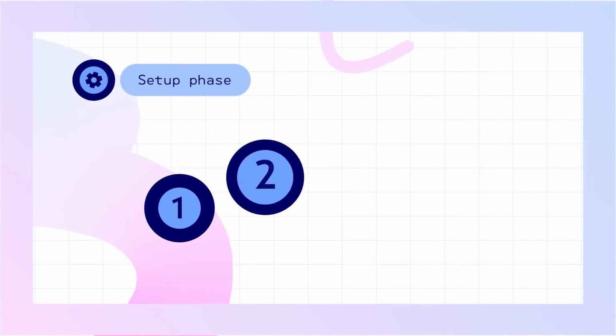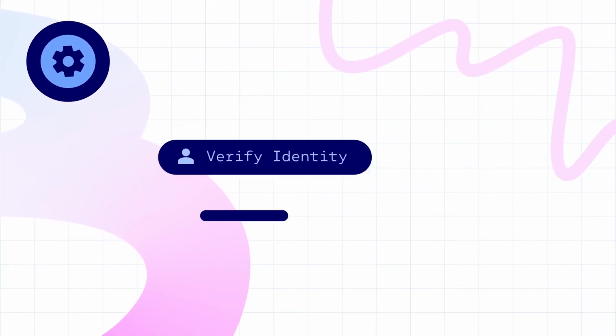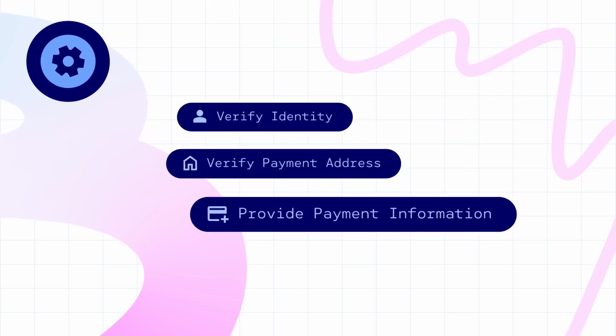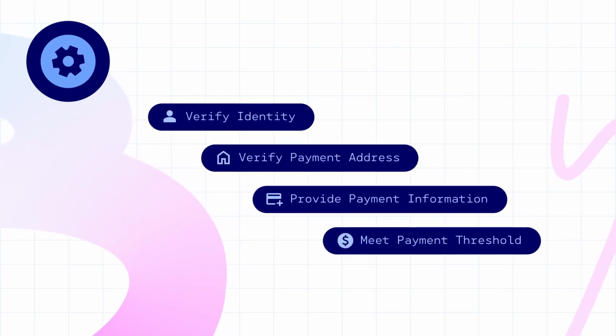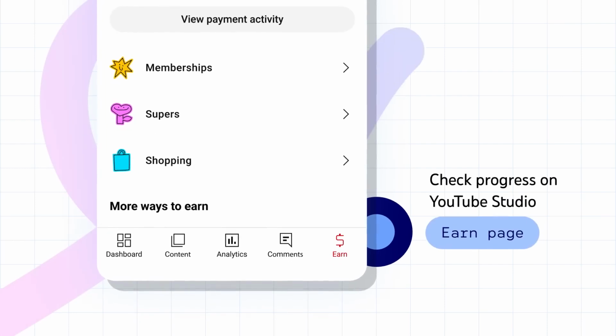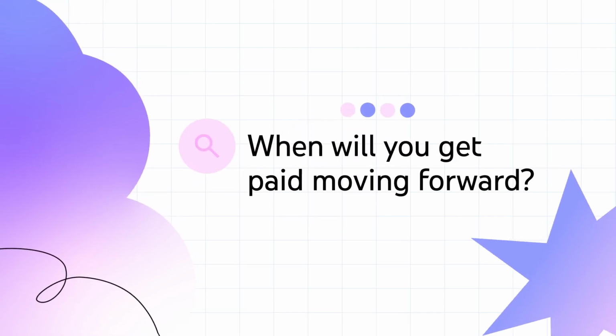To recap, these are the steps before you can get paid: verifying your identity and payment address, adding your tax information and a form of payment, and meeting the payment threshold. Note that these steps can take some time to complete. If you ever want to check your progress in the payment setup process, you can always check the Earn Hub in YouTube Studio. Once you complete these steps, when will you get paid moving forward?